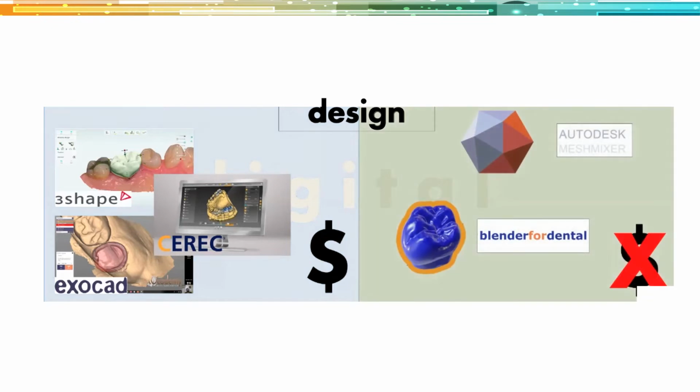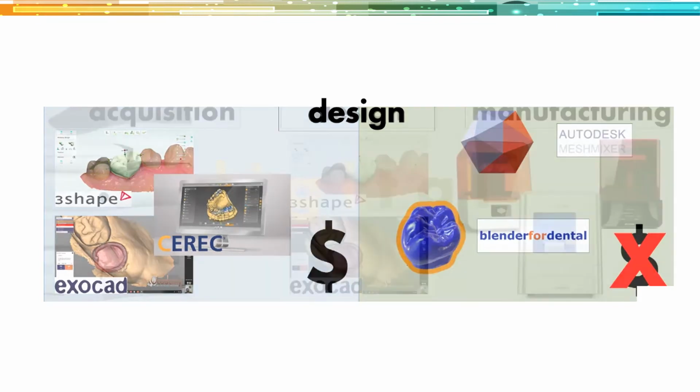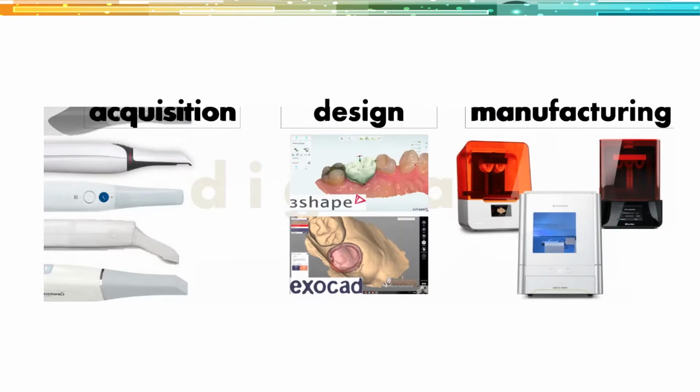And in fact, we actually use some free softwares as well to be able to manipulate files as we're going through the design process. And so this is basically the three categories of things that we need to manage between the acquisition, the design, and the manufacturing.